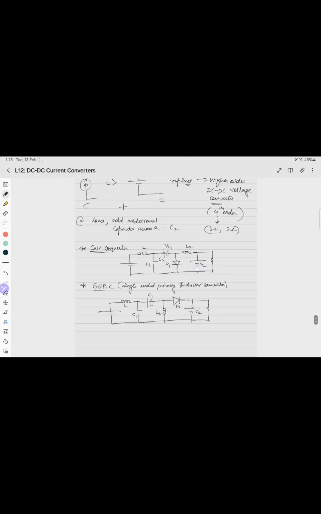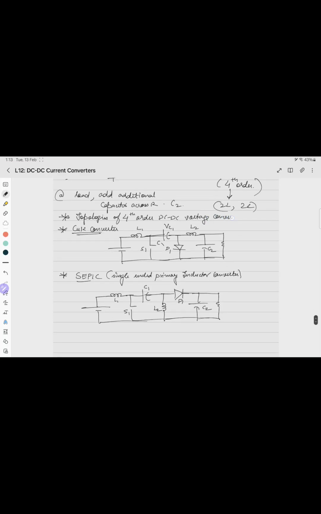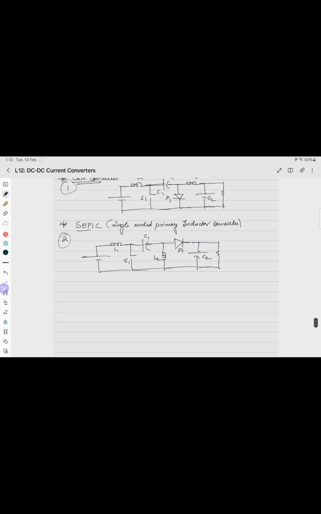So the following are the topologies of fourth order DC-DC voltage converters. Number 1 is Cuk, number 2 is SEPIC, and we'll get different other topologies also. The other topologies are like a boost converter with an LC filter at the input side, and a boost converter with an LC filter at the output side. So these are the various topologies possible.